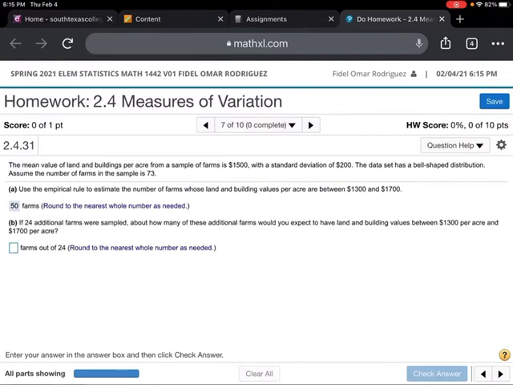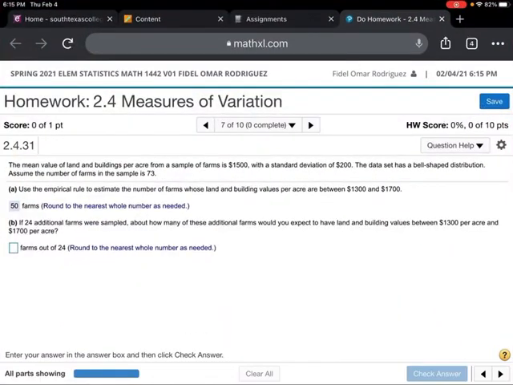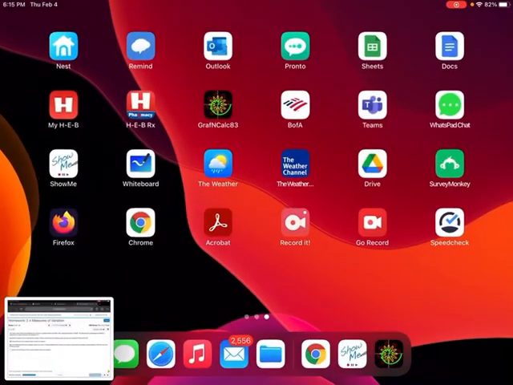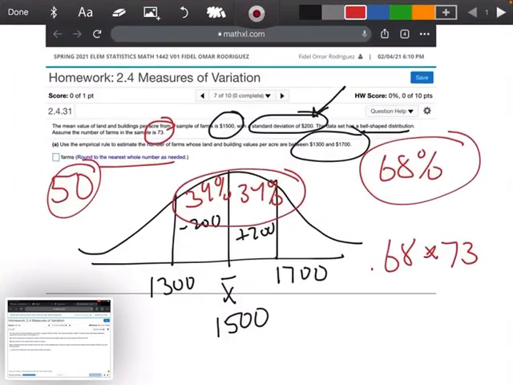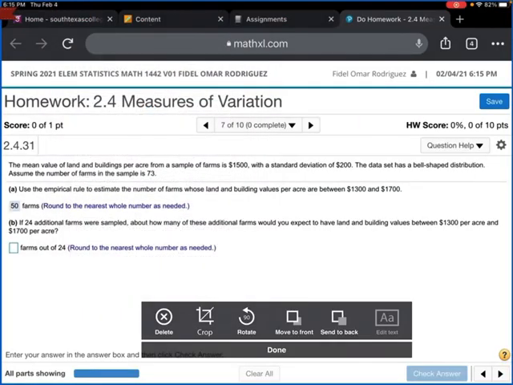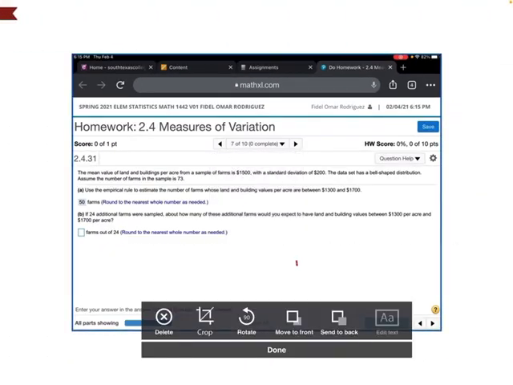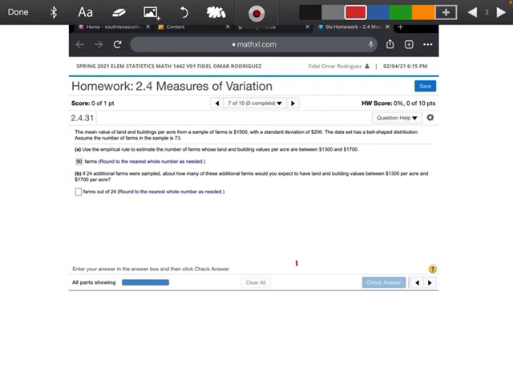So let me come back here. Let me take a quick screenshot, and we will put the second part here, and we'll do this one too. Here we go. Okay. So part B says, if 24 additional farms were sampled, about how many of these additional farms would you expect to have land and building values between 1,300 and 1,700 per acre?